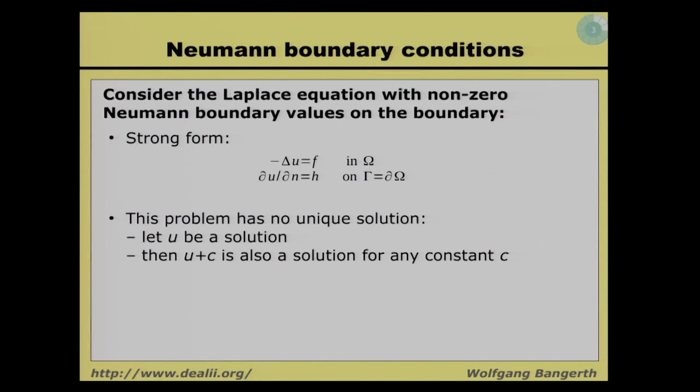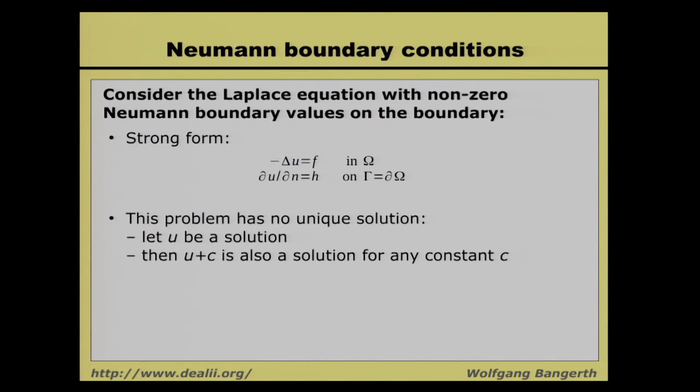Okay, so just to pick a model problem. I'm going to look at the Laplace equation, minus Laplace u equals f, and then I have du over dn, so that would be the normal component of the gradient, n dot gradient u, equals h on the entire boundary. This turns out to be a spectacularly bad example problem because it has no unique solution.